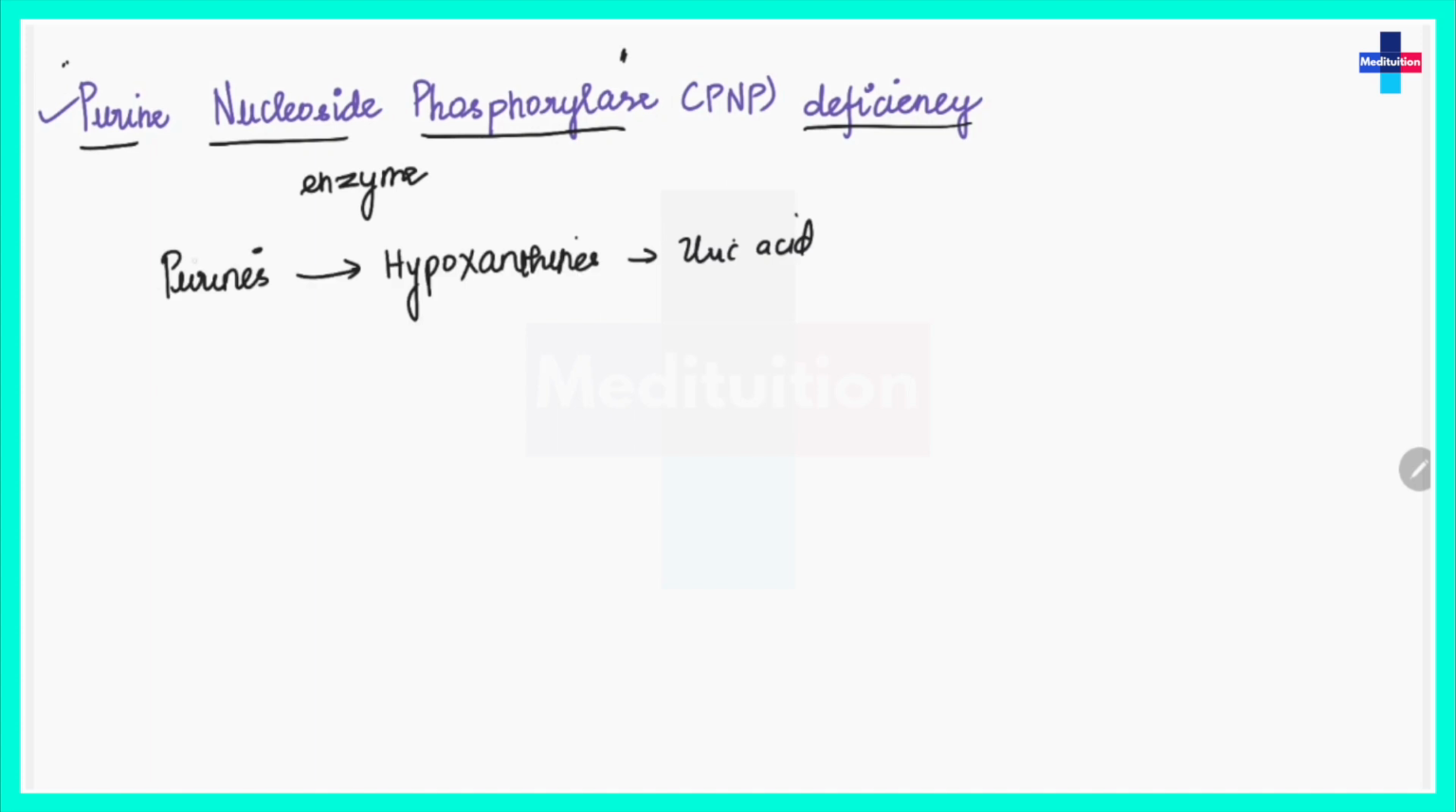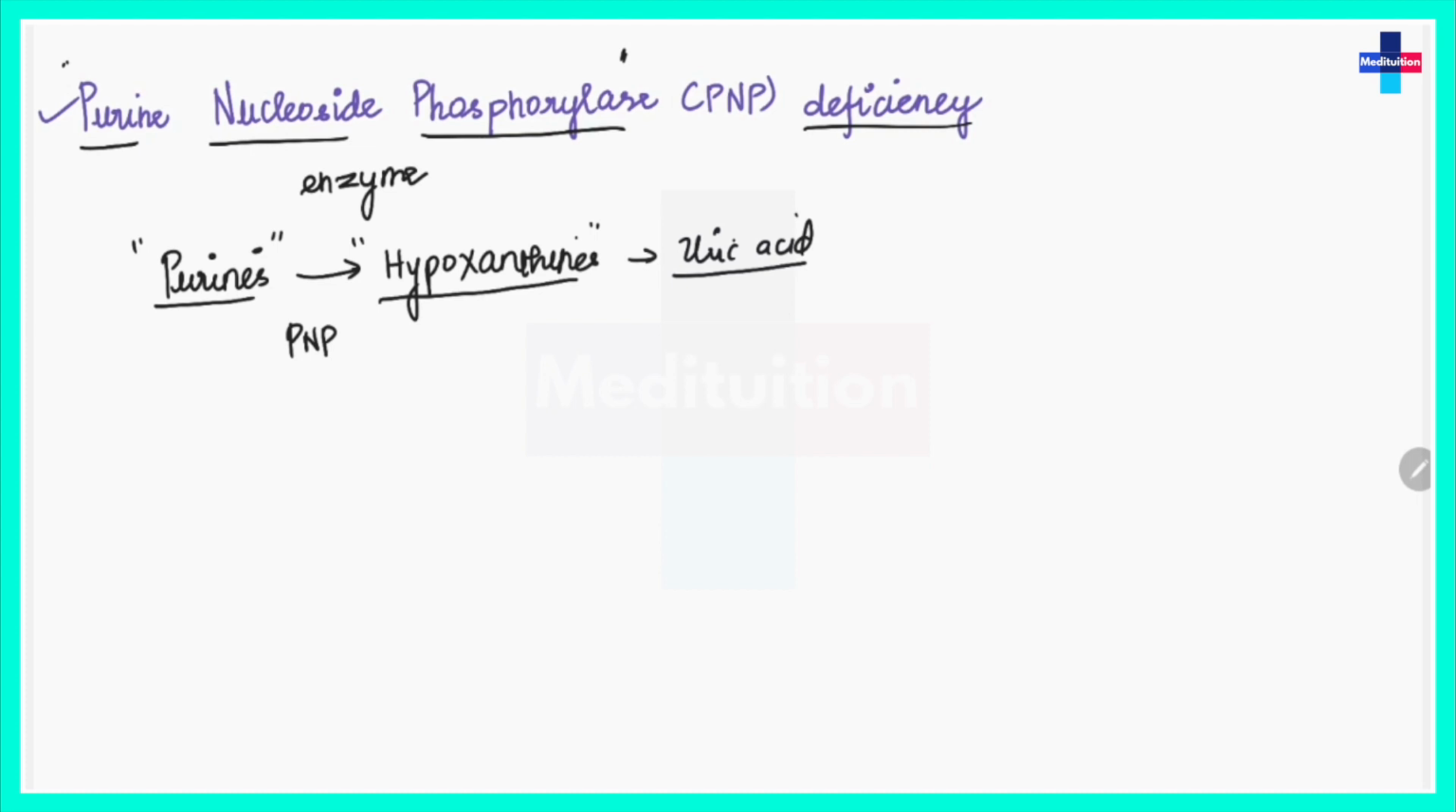Then the next disorder is purine nucleoside phosphorylase deficiency. Purine nucleoside phosphorylase is an enzyme, and this enzyme is involved in degradation of purines to hypoxanthines and then finally to uric acid. So purine nucleoside phosphorylase will help in degradation of purines to hypoxanthines.